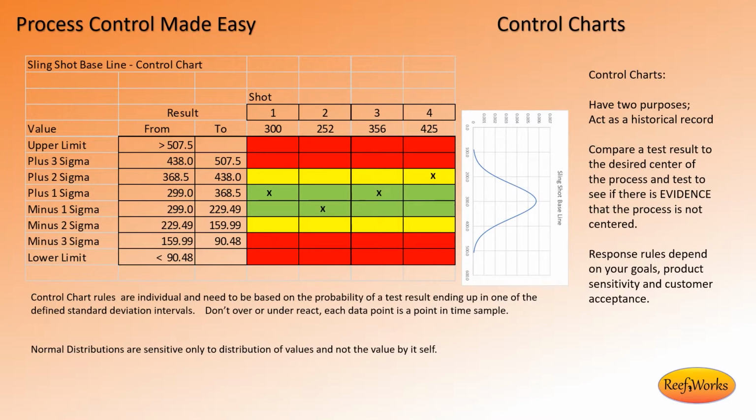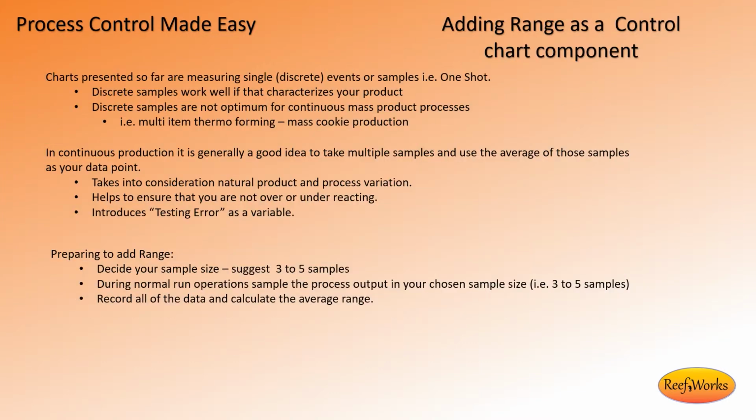So in earlier lessons, we constructed a standard deviation. We plot that standard deviation on this new chart, and then we're going to move forward a little bit. So let's add range. Now, range is an important component when you're doing a continuous process where you have multiple samples and you may have a good deal of variation. All of our charts thus far have been discrete events, single events. Our slingshot was one shot at a time. And that works great if that characterizes your process.